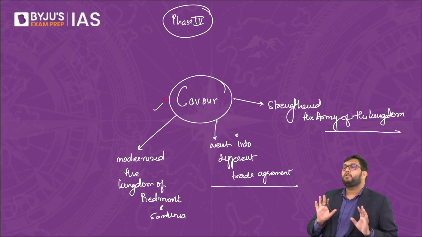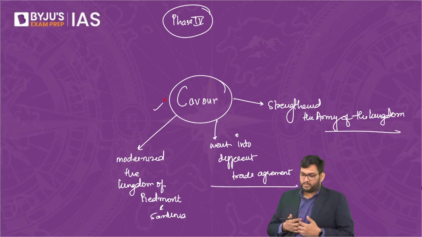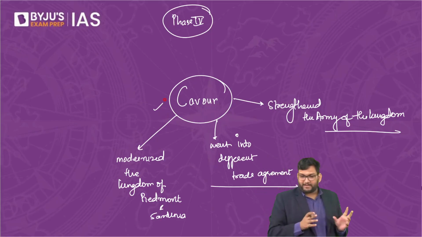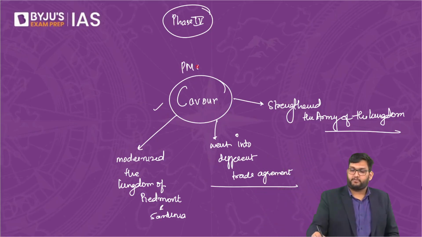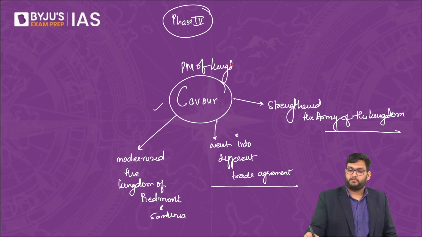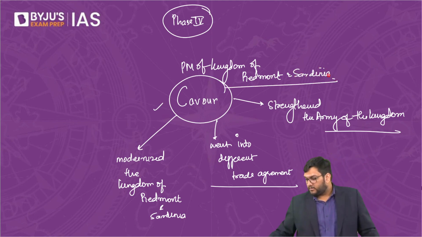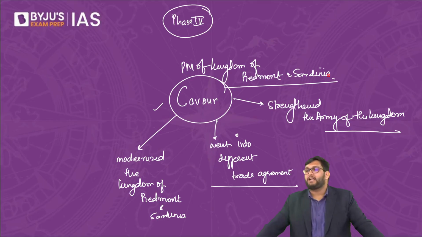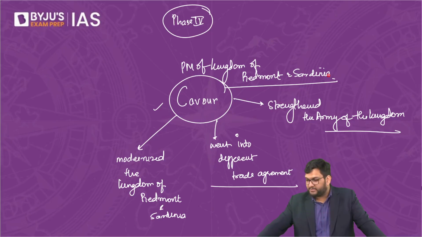But Cavour very simply knew what is Cavour's role. He is the prime minister of Kingdom of Piedmont and Sardinia. Pay attention, I'm saying every word. You're asking me the same thing. Not what is Cavour, who is Cavour. Cavour is a person. What is Cavour's role? He's the prime minister. Pay attention. I'm saying the same thing. Okay.